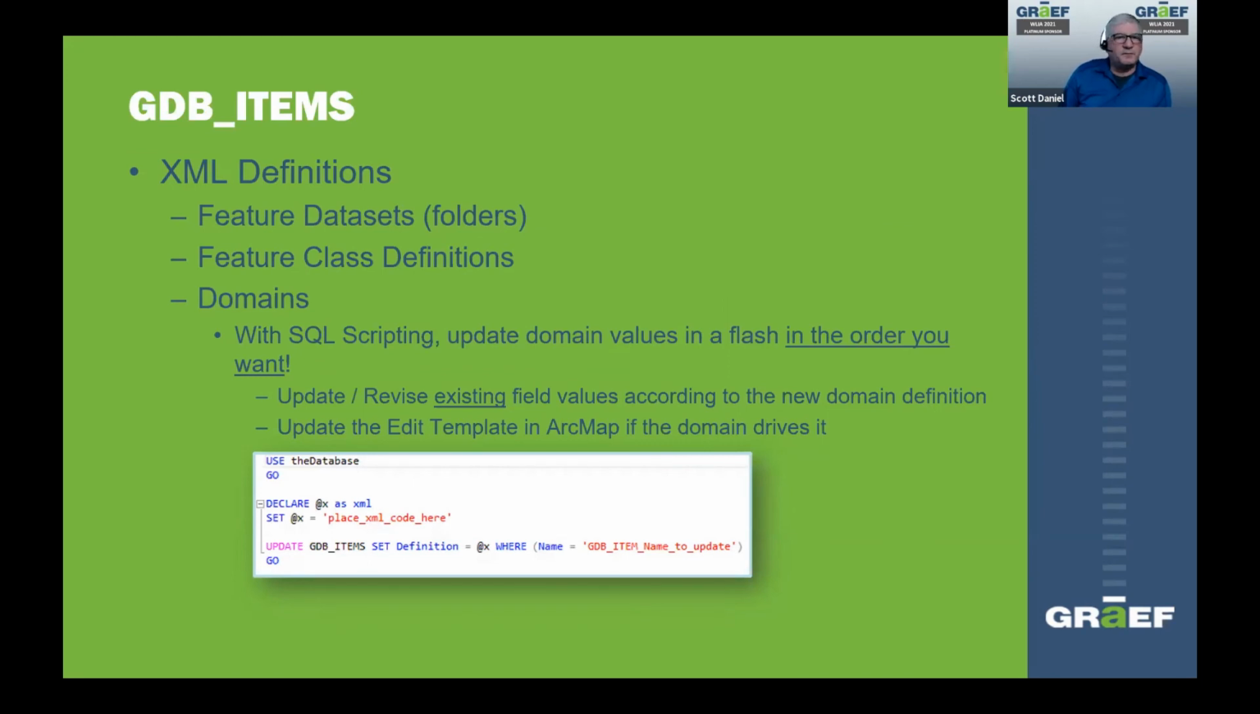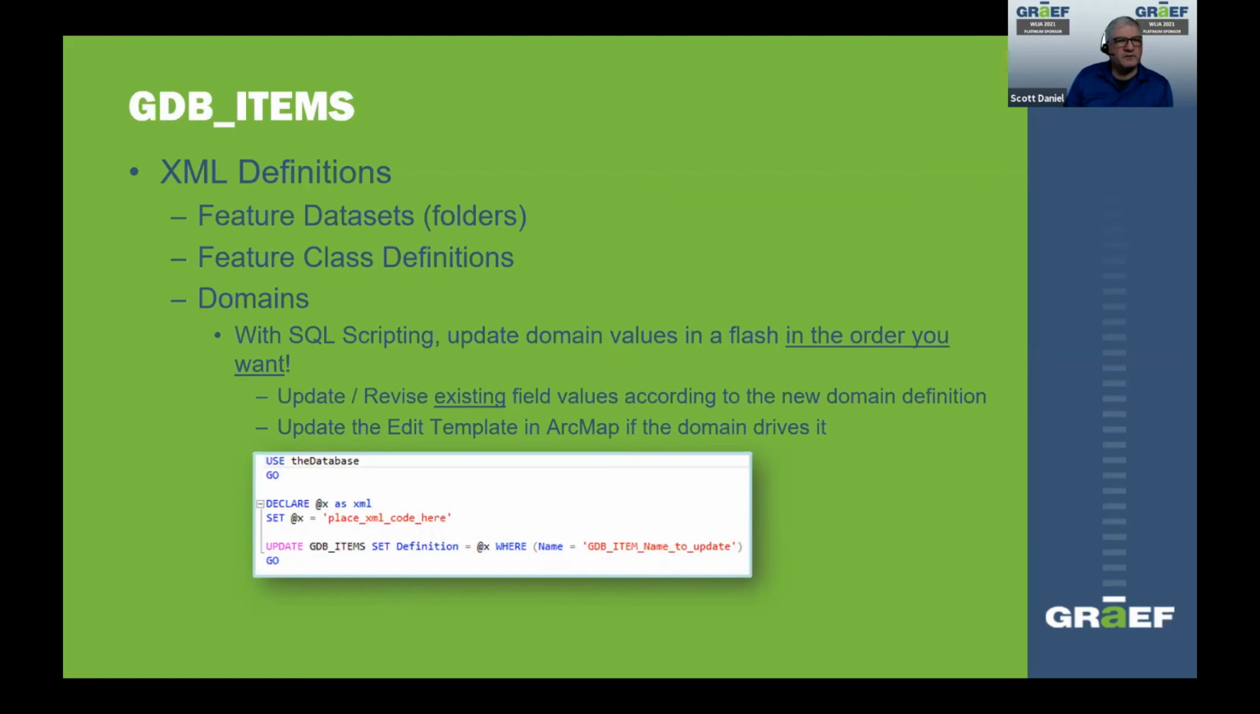In the GDB items table, it's XML definitions of all kinds of things: feature datasets, feature class definitions, and domains. Specifically, I want to talk a little bit about domains, because changing a domain is one of the things that's most challenging, or I would say kind of cumbersome, not very fun. You can't change the order, can't really add things. It's so cumbersome. With a script like this, where you place the XML code here, you're updating a domain by the name, you put that name in here.